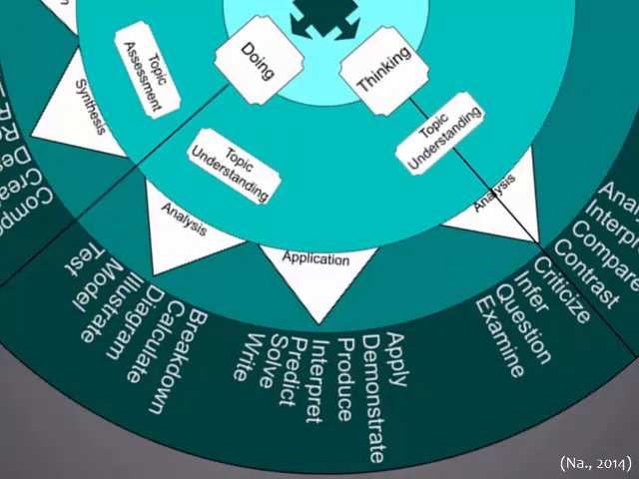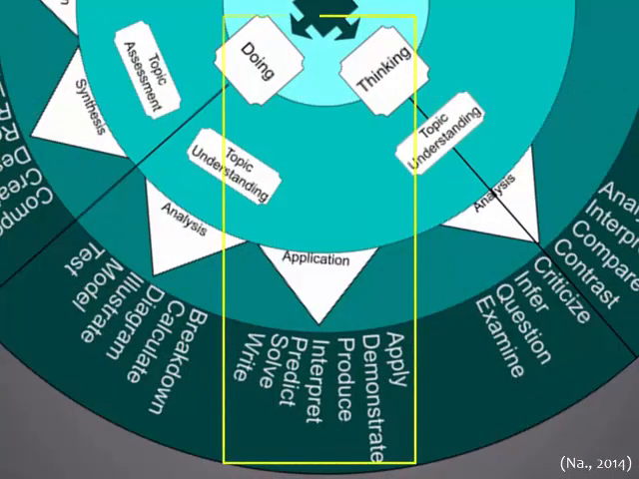The next level of competency is application in the doing and thinking modes. This level of competency also requires students and employees to connect knowledge and apply it for the purpose of topic understanding. However, at this level of competency, students and employees are asked to apply knowledge gained in previous competency levels by applying, demonstrating, producing, interpreting, predicting, solving, or writing.